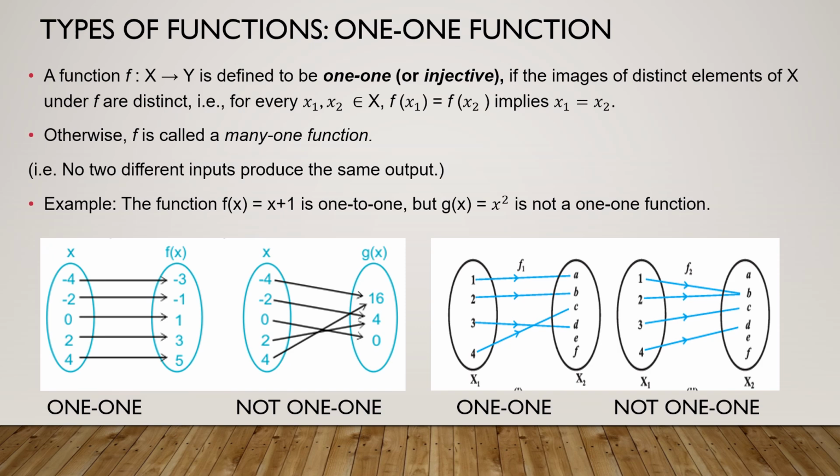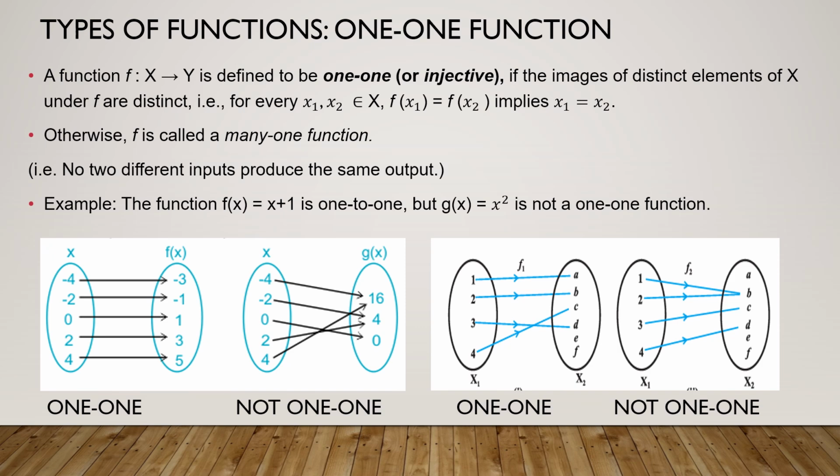If a function is not 1-1, it is called many-1. Now in very simple language, a function is 1-1 means no two different inputs should produce the same output. Now you can see the diagram. In the first case, the function f(x) is given by x plus 1. Minus 4 plus 1 is minus 3, minus 2 plus 1 is minus 1, and so on. This function is 1-1.